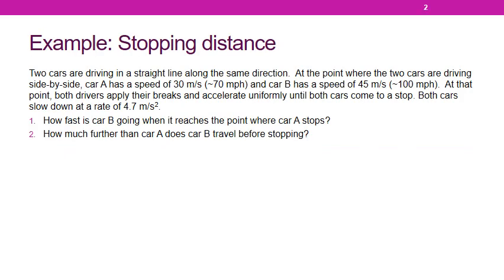In this situation, we have two cars driving along a straight line in the same direction. They're not driving side by side. One is driving at a different speed, but at the point where the two cars are side by side, that's when both cars will slam on their brakes. We're told that both cars have the same braking power, so they both brake at a rate of 4.7 meters per second squared, and both are going to come to a stop.